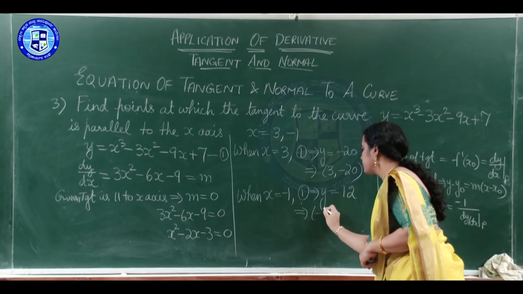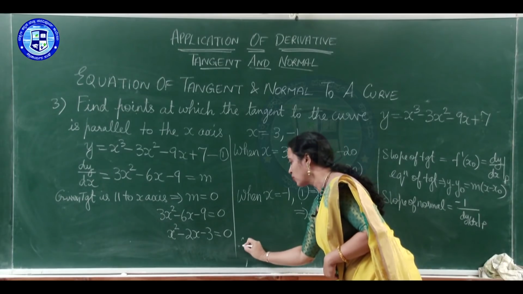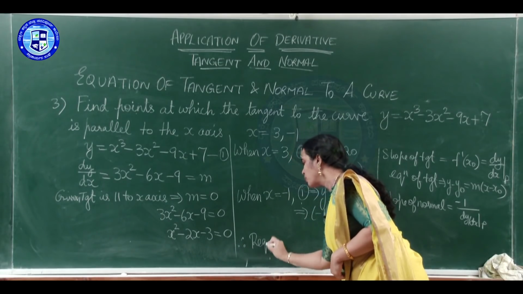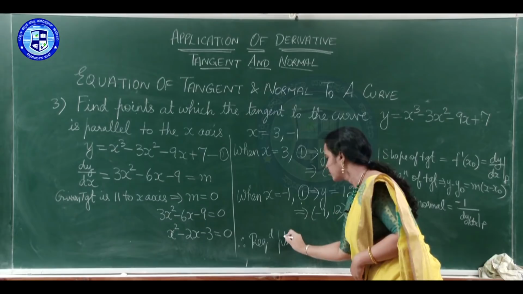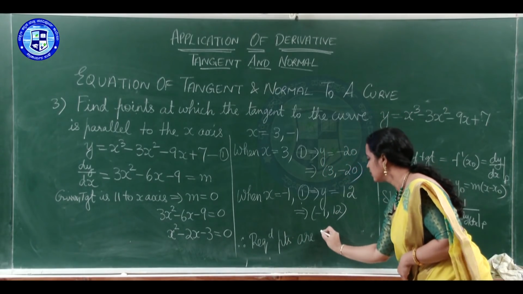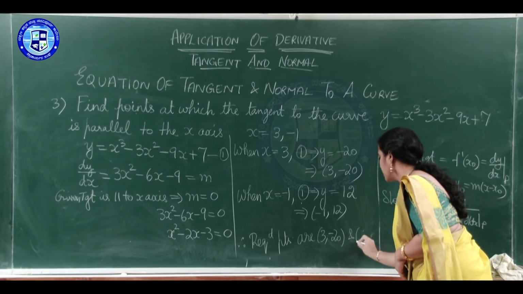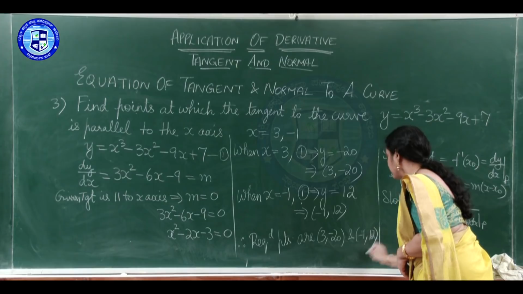So, the other point will be minus 1 comma 12. Therefore, write the conclusion. Required points are 3 comma minus 20 and minus 1 comma 12.